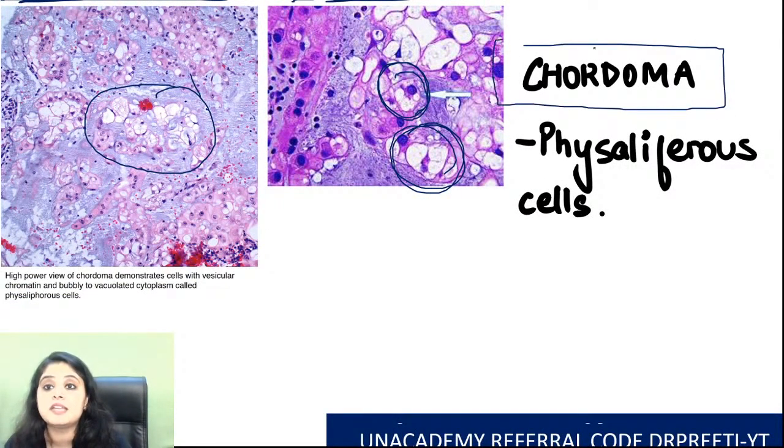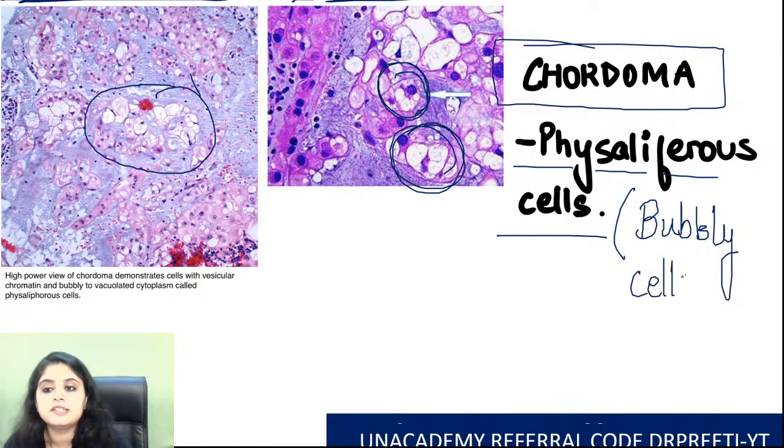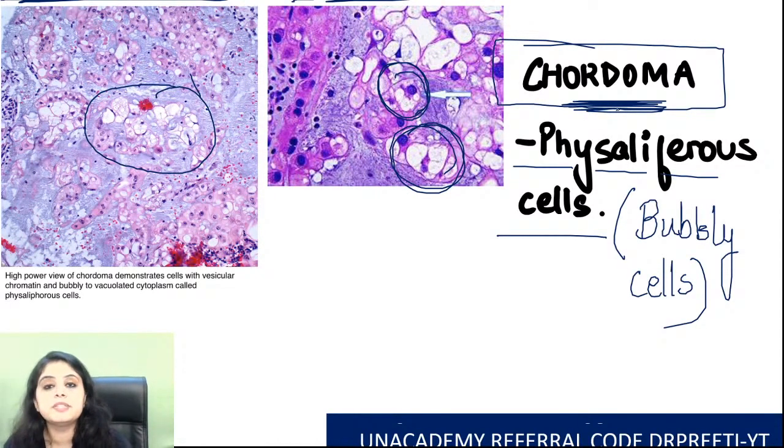Classically presents in the sacrum. And you call these bubbly looking cells physaliferous cells. Maybe all of you have seen a one-liner question in the previous years: physaliferous cells are seen in. So remember, these are the bubbly looking cells and these are the cells that you see in a patient of chordoma. Is this clear with everyone?